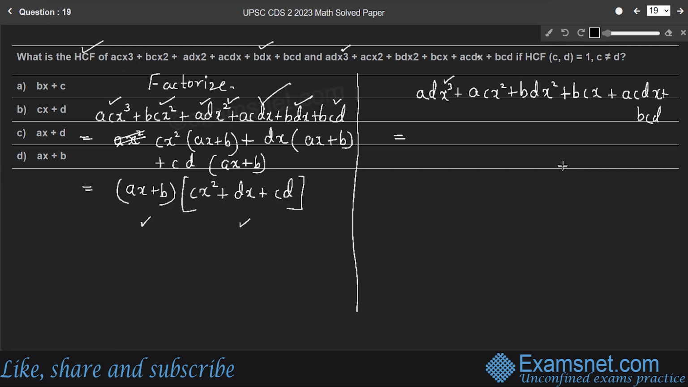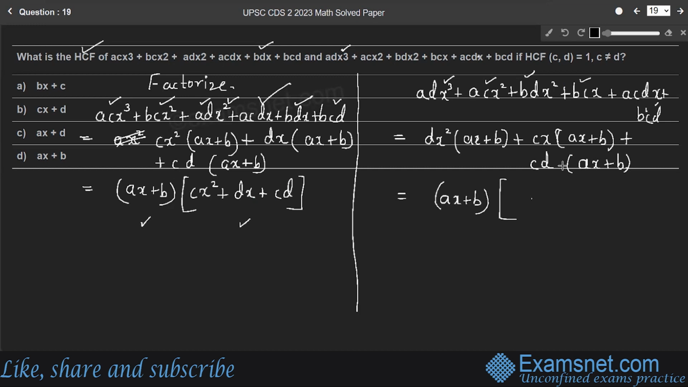So here we'll consider first and third term, right? In which we have Dx square, which is common, in first and third term. And we have Ax plus B as the remaining term. Plus, consider second and fourth term, in which Cx is common and the remaining term is Ax plus B, right? Consider the last two terms in which CD is common, CD into Ax plus B is the remaining term, right? So in all the three terms, Ax plus B is common and the remaining term is Dx square plus Cx plus CD.